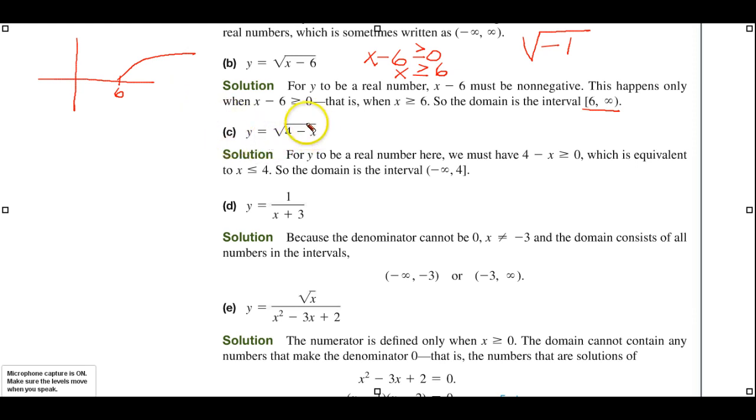Now for letter C, again, what's under the radical sign has to be greater or equal to 0. Now a quick way to solve this, just take the negative x, put it to this side, and you get 4 is greater or equal to x. Or you can read it this way, x is less than or equal to 4. Now in this case, when you look at it, you might say, well, wait a minute. If you made a graph of this, it would be at 4, but it would be a bracket, and then you would fill it in this way.